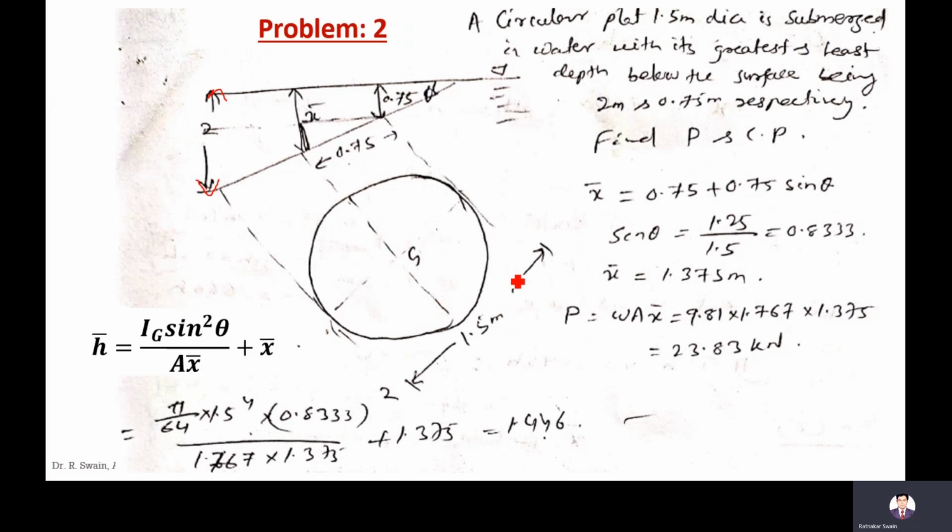The first work is you have to calculate the X bar. Okay, what will be this X bar?